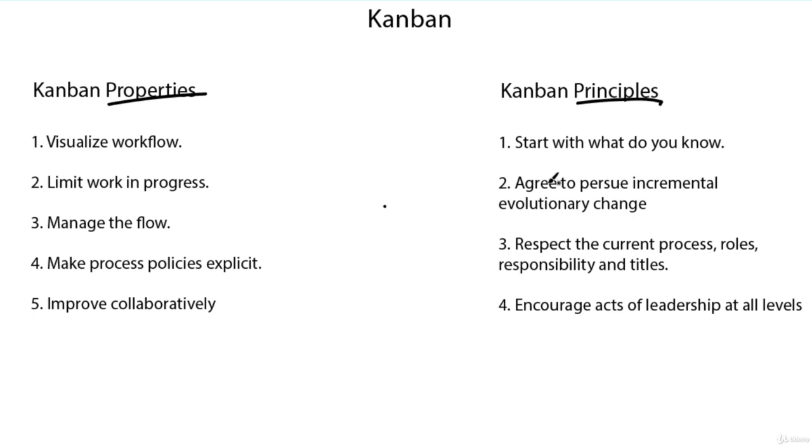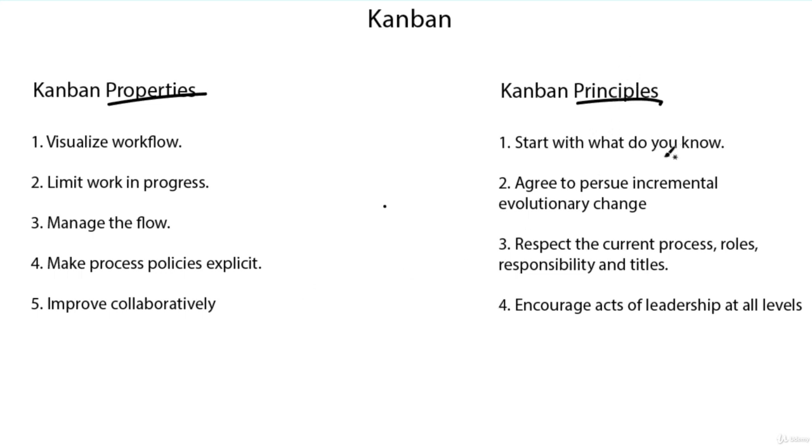Number 1 is start with what you know. This is important because the Kanban system can be implemented over your current system. It's a way of tracking progress and improving the flow of that progress. So you can technically put it onto anything and keep improving the flow. You could even attach this to a waterfall method in the correct way and see what's holding you up during that method. With Kanban, again, it's start with what you know.